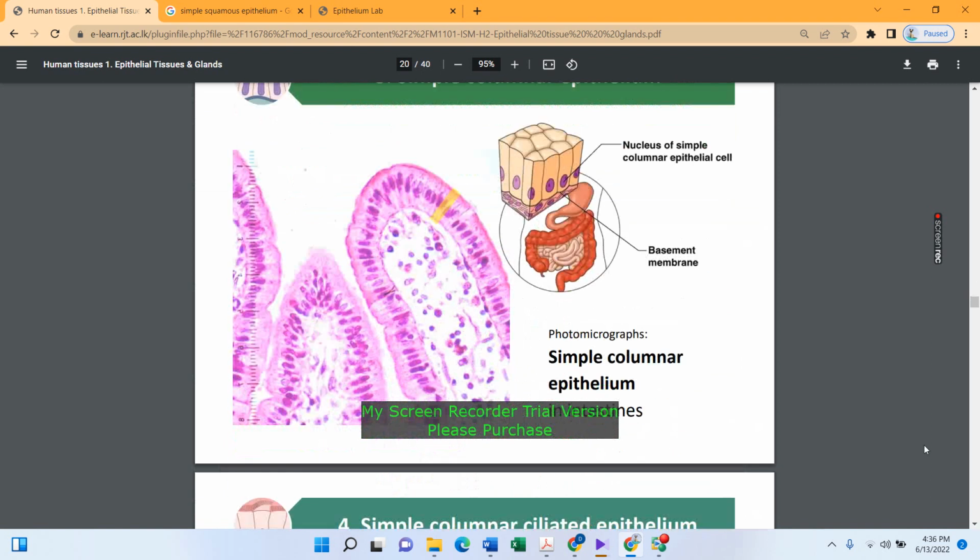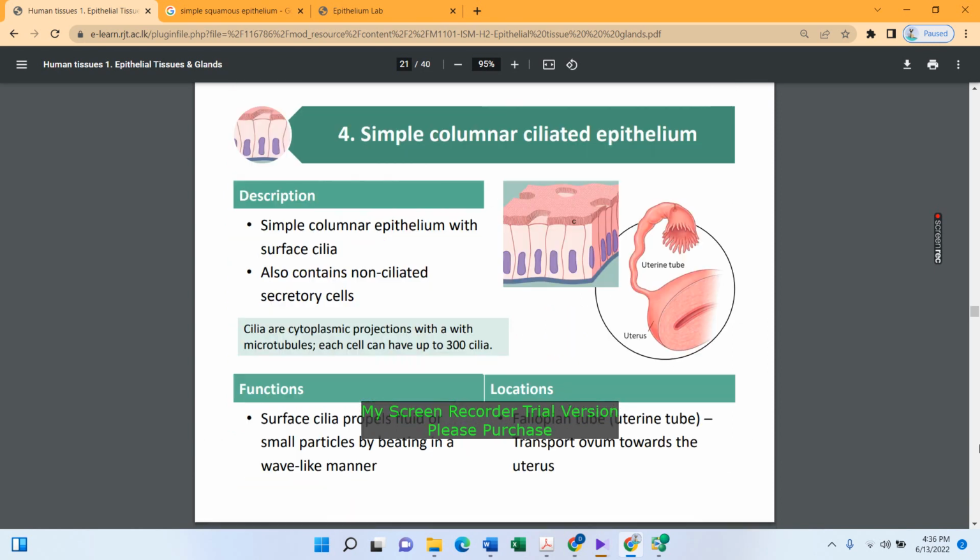Simple columnar epithelium, you can see this is it. Around the intestines we find this. You can see this on the basement membrane. They are tall column-like cells, and their nucleus is located toward the base. So they are found in the stomach, in the gallbladder, and in the intestines.